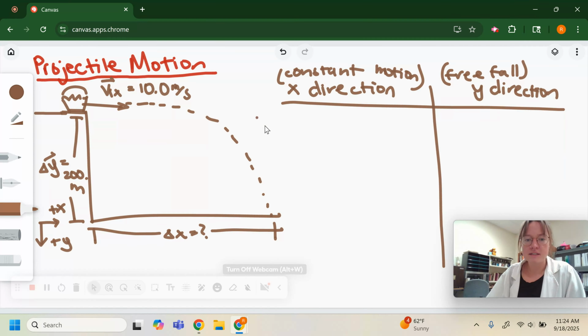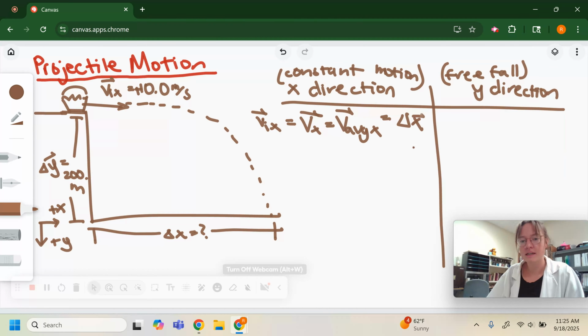Because I have constant motion, my initial velocity in the x direction, which is 10 meters per second, positive, is always going to be my velocity in the x direction. And so because it's always going to be my velocity in the x direction, it's also going to be the same as my average velocity in the x direction. If I'm going the same speed the whole time, then that is my average. And I know an equation for v average. I can say that v average is equal to delta x over delta t. And that shows constant motion in the x direction.